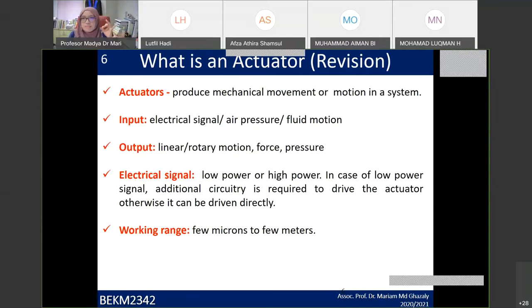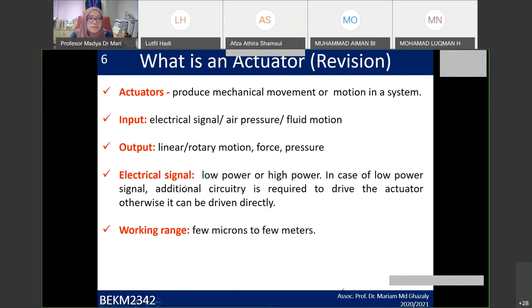For mechanism, there's no input like that, because it's linkages, gears. The output will be linear or rotary motion, any force and pressure. Later on you will understand that for mechanism the input normally will be motion. The input will normally be linear motion, and the output will be rotary, or input to rotary and so on.